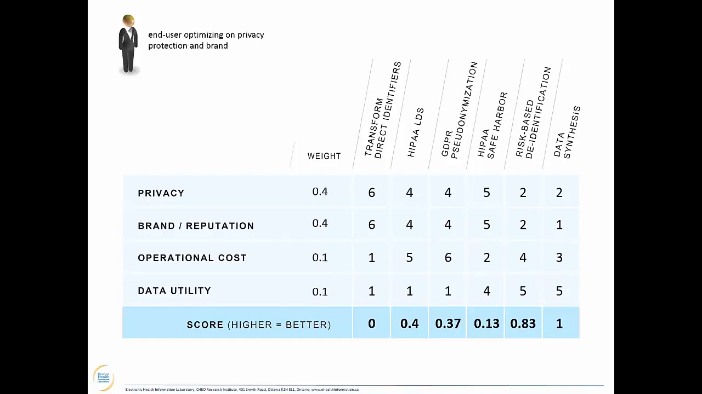And then finally, for organizations flipping the priorities here, where privacy and brand and reputation are a high priority and cost and utility take a lower priority, then you see that direct transformations and Safe Harbor are least attractive and more sophisticated PETs become more attractive. So if you think of organizations as rational decision makers, the choice of a privacy-enhancing technology for any particular project can be explained in a rational way depending on their priorities.